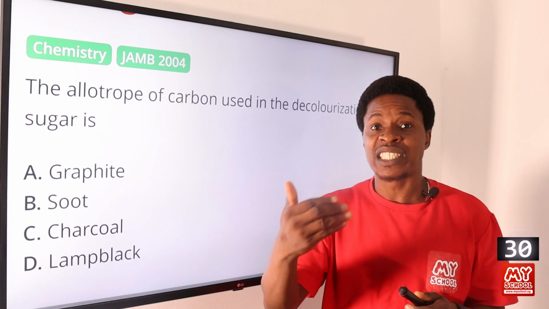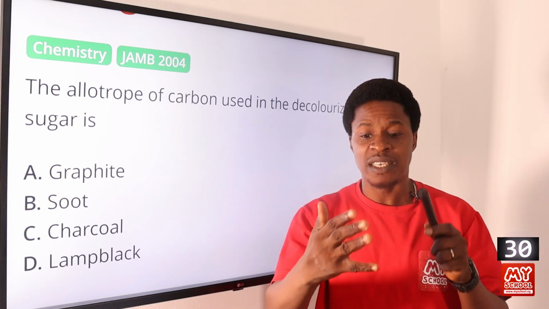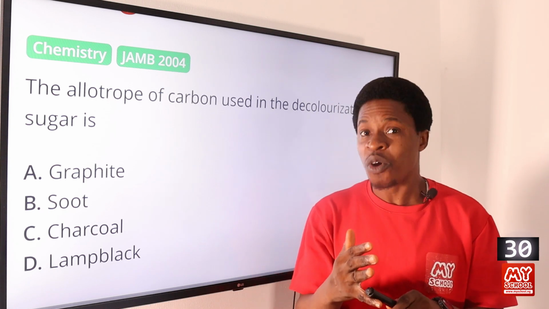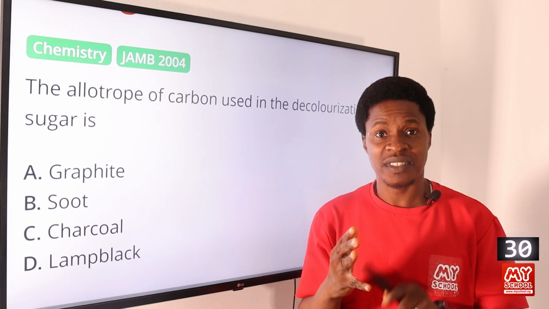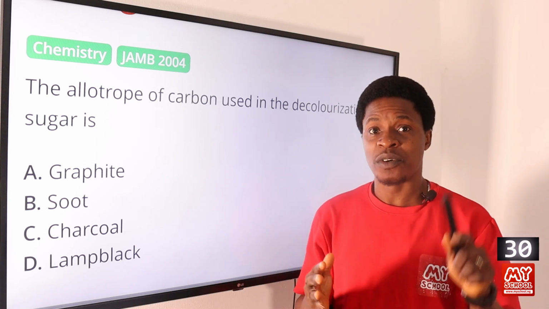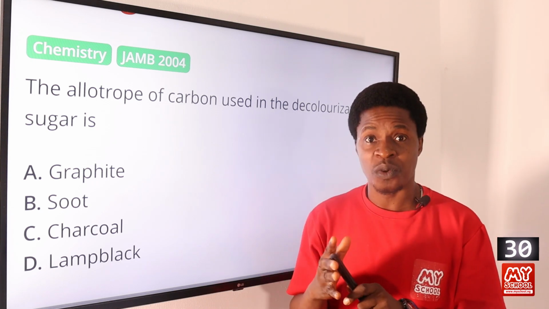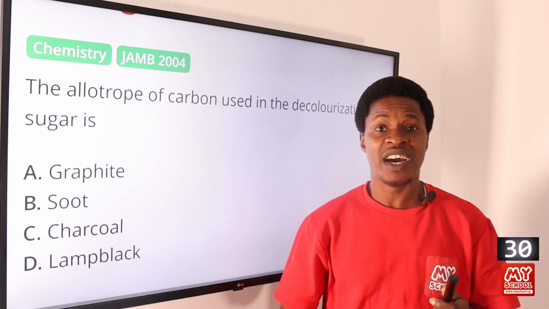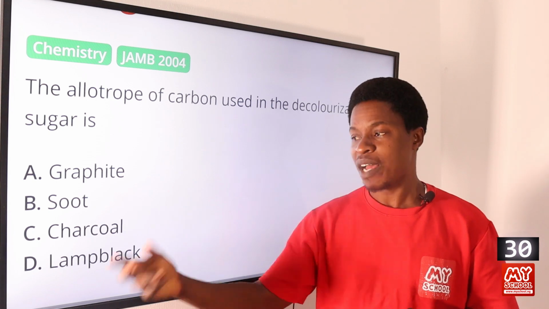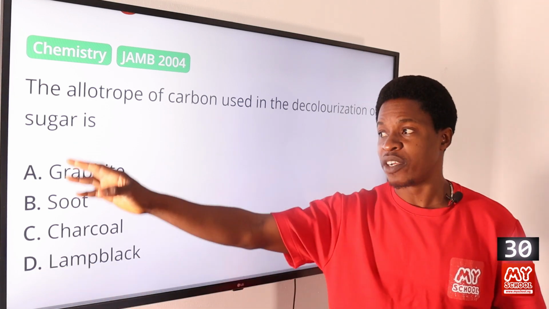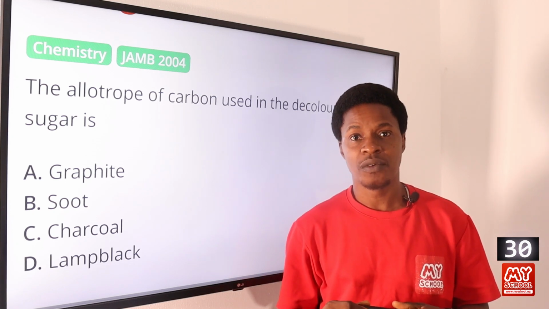That's why you discover that activated charcoal is also used in treatment of water. To get a pure water that is colored, it can be decolorized by using activated charcoal or activated carbon. That is an allotrope of carbon. So whether it is wood, activated charcoal, or animal charcoal, they are all used in decolorization of sugar, which is an allotrope of carbon. Then the last one is lamp-black. So among these options now, the correct answer is option C, charcoal.